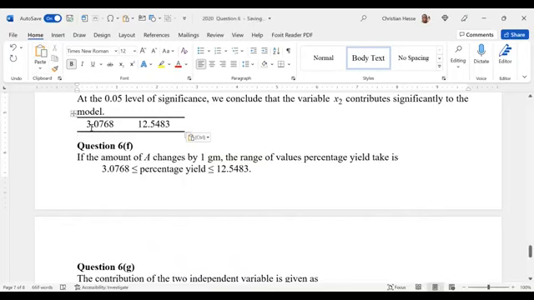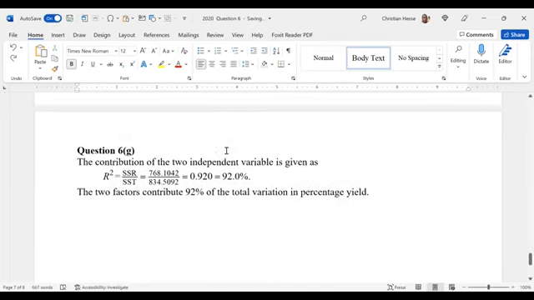The confidence interval is 3.0768, that's the lower level, and 12.5483. So the answer is, if the amount of A changes by 1 unit, the range of values the percentage yield takes, that makes sense. The percentage yield will be between these two values. Have you seen it? Between this and this. That's the answer.